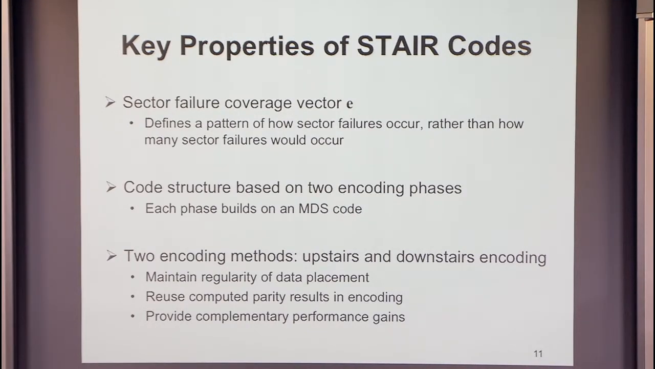So the idea is we want to make it general, so we need to make some trade-off. What is the trade-off here? In SD code, you can tolerate any number of sector failures within a stripe. Now here, instead of tolerating any number of sector failures, we define a pattern of how the sector failures occur, instead of how many sector failures occur. If you are able to define this coverage, what we call the sector failure coverage factor, then everything will be very straightforward, and you can simply build the code using the existing MDS code.